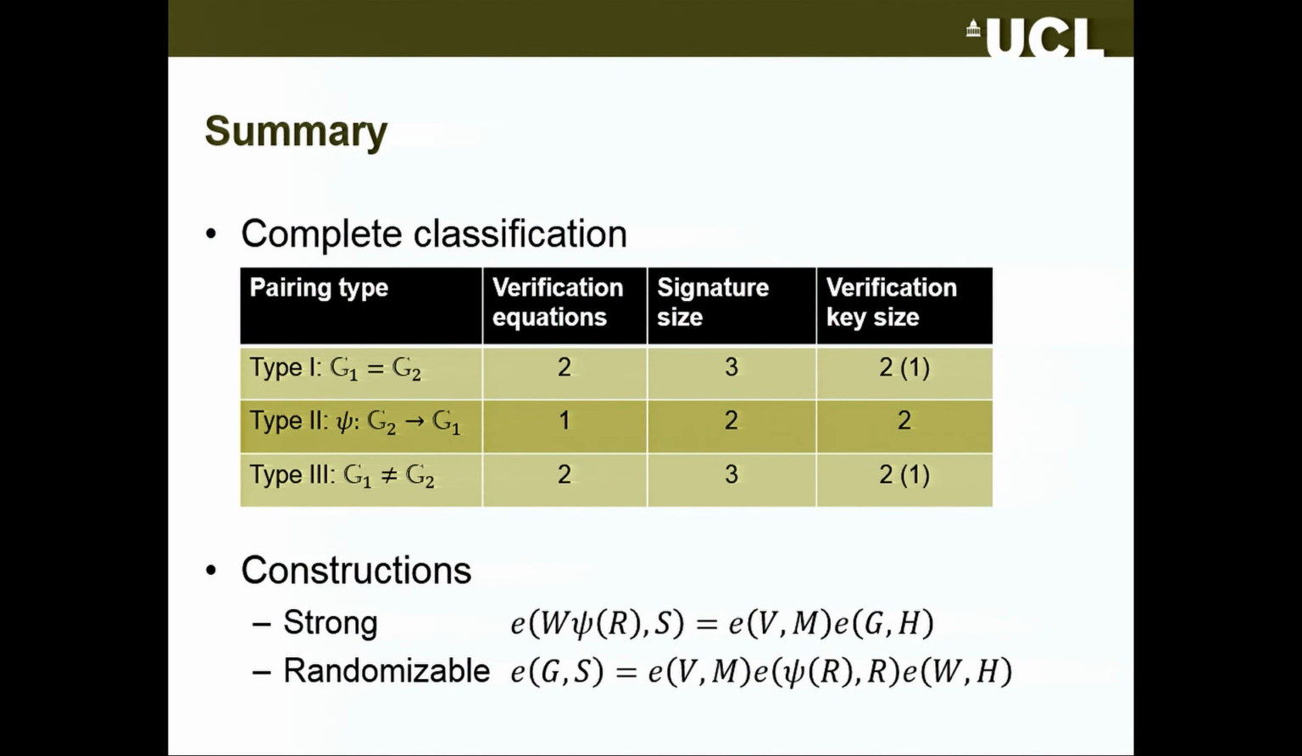And to conclude, we now have the complete picture for all 3 types of bilinear groups, of what the size of structure-preserving signatures looks like, namely that we need to have, in the type 2 setting, just 1 verification equation, and the signature size can be just 2 group elements.